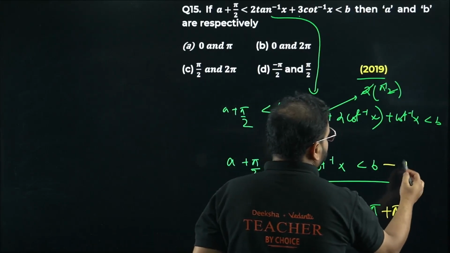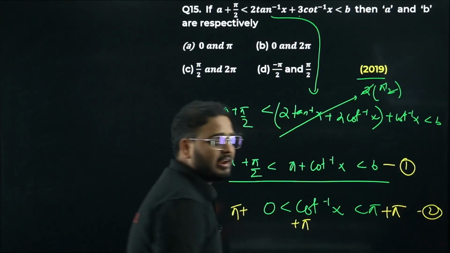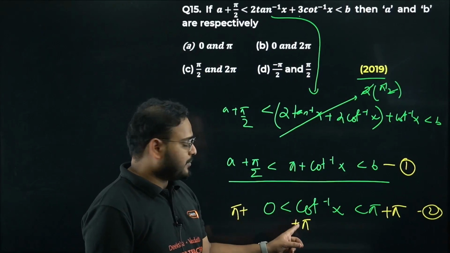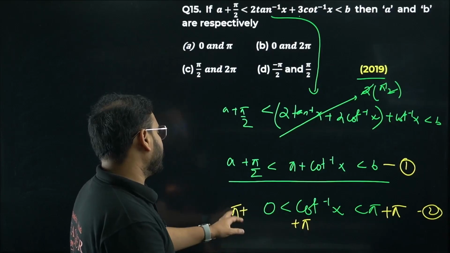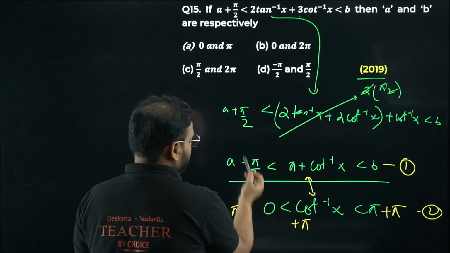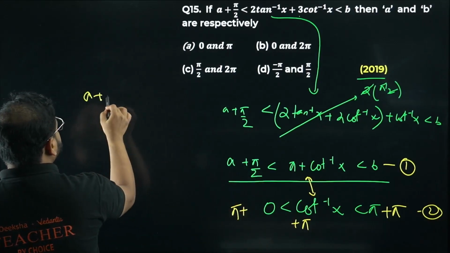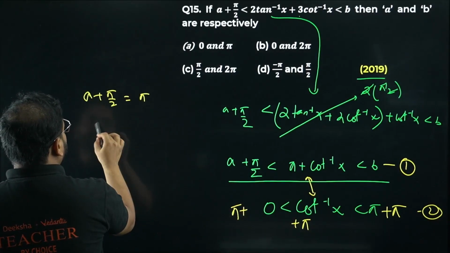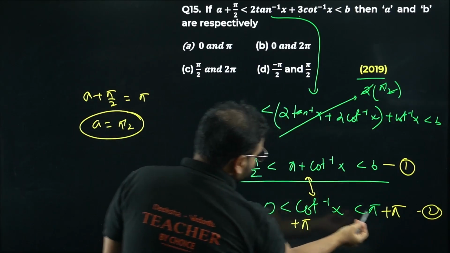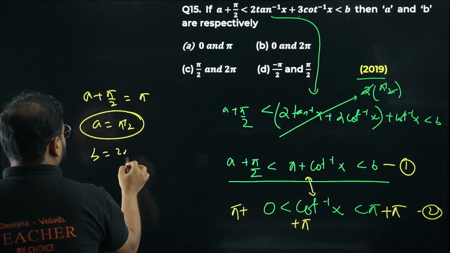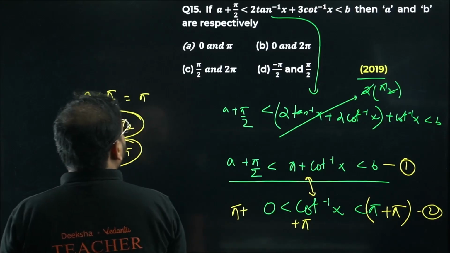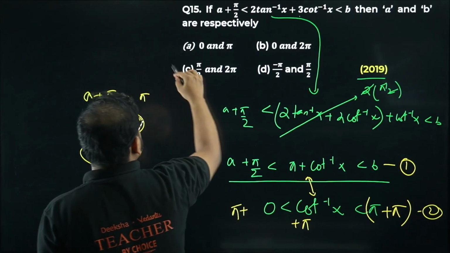This is my equation number 1. This is my equation number 2. How did I write this? First I wrote the range of cot inverse of x, so I get 0 to pi. Now I'm adding plus pi to all the sides of the inequality. I get pi, plus pi, plus pi. So now you can see this becomes equal to this. If you compare this side, you'll have a plus pi by 2 equals pi. So I get a equals pi by 2. From here only you get b equals 2 pi. What's the answer going to be? Option C is right. Option C is correct.